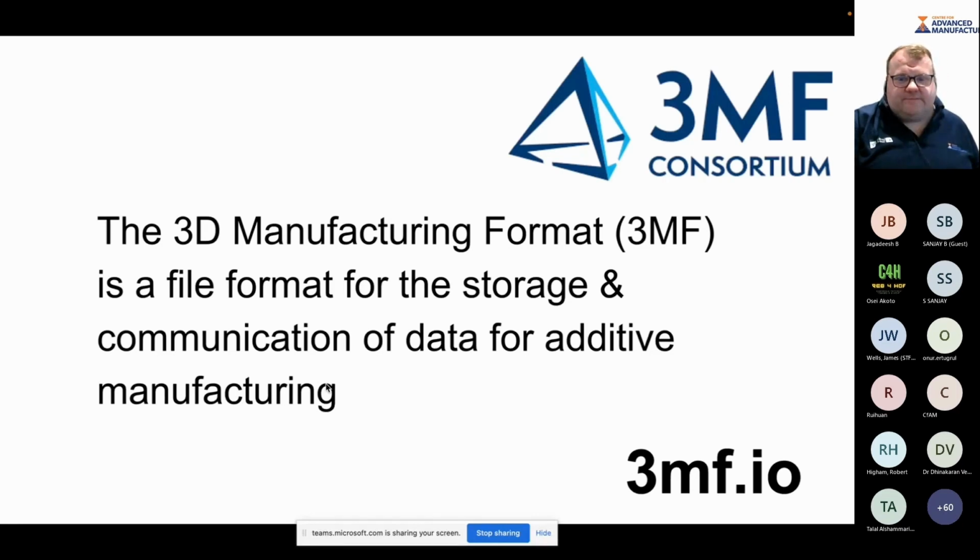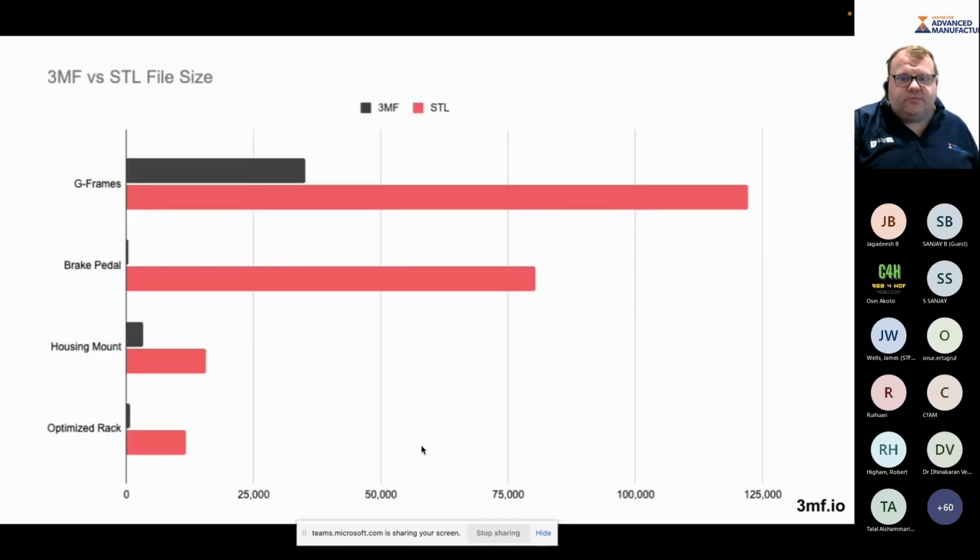So comparing to the dreaded STL, just for file size difference, it's typically a third to a quarter the size with no effort required. So you just export 3MF over STL and you're already winning. This is particularly important when you get to more complex designs like lattice structures, heat exchangers, anything with advanced design, then you'll really see the big difference. And if you have to send data across networks where gigabytes of information is problematic.